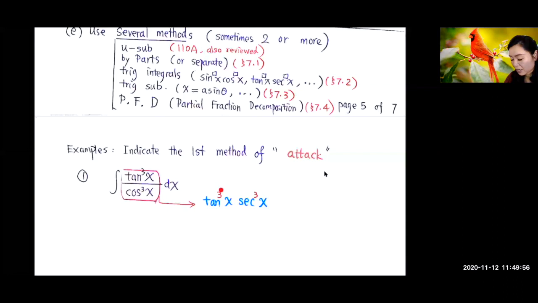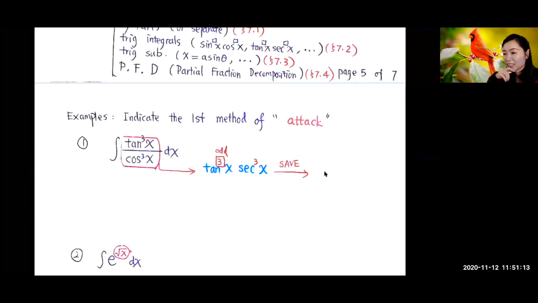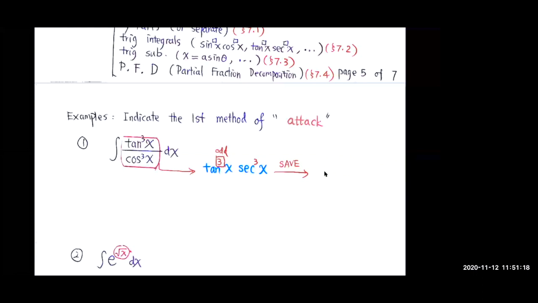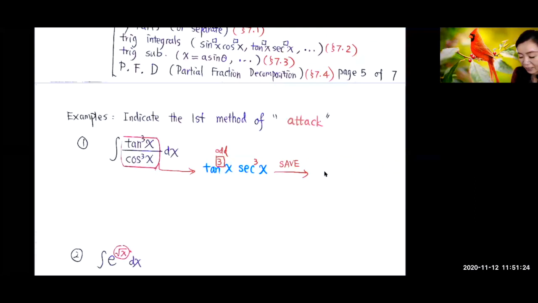Another case is when the exponent for tangent over here is odd. Remember, this is odd. So in this case, we're going to do the save method. What I'm going to save over here is one of the tangent x. So I'm going to save one tangent x together with the dx.